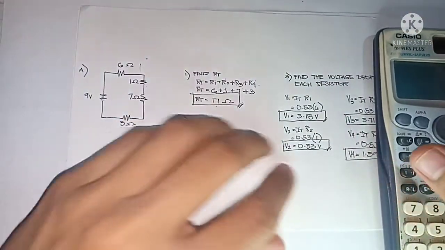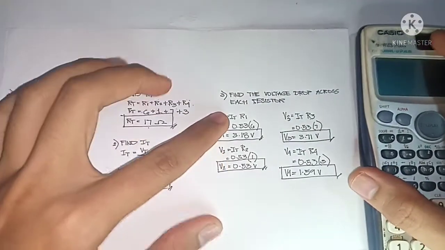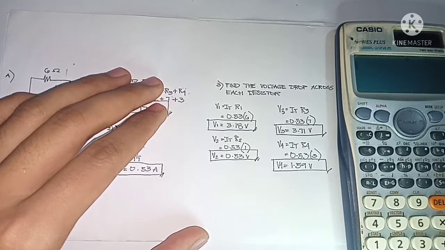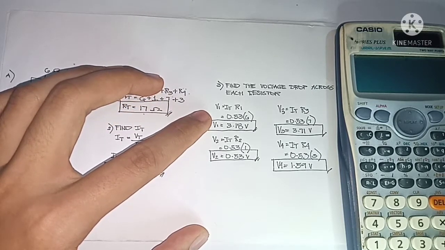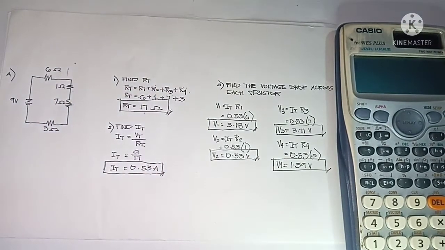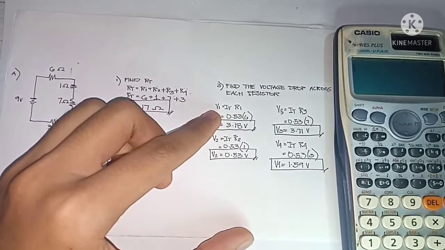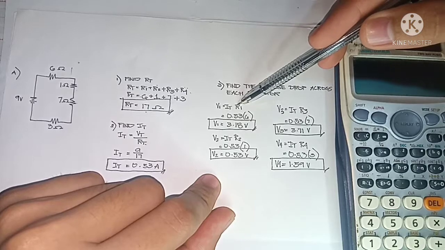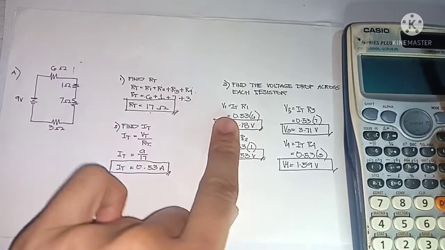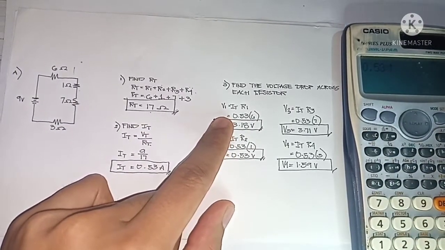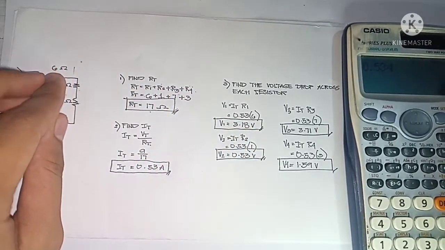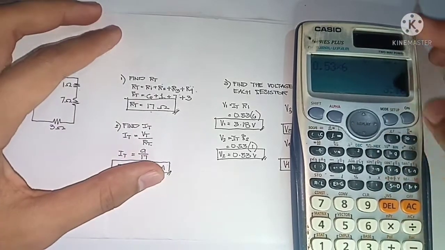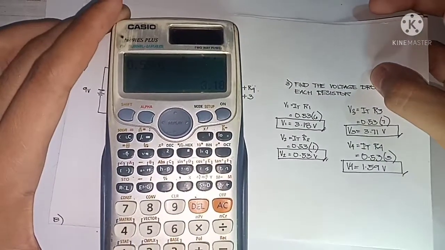Proceed to question number 3. Find the voltage drop across each resistor. As I said, we must use the formula for the voltage in each resistor in a series circuit. V1 is equal to I total times the resistor 1. So I total is equal to 0.53 times the resistor 1, which is 6 ohms. Now you get the answer of 3.18 volts.